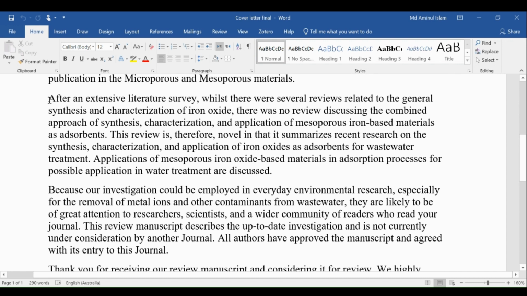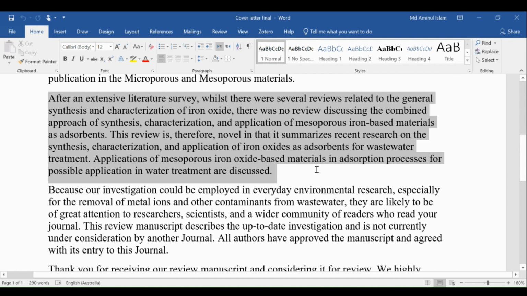So, the second paragraph should be the novelty of your manuscript. That means why your manuscript is so important to the reader.